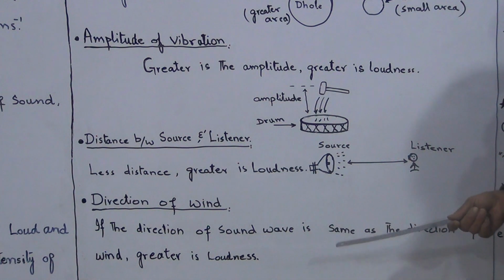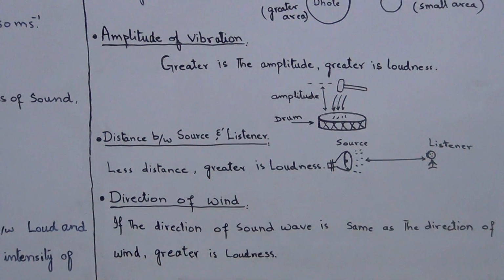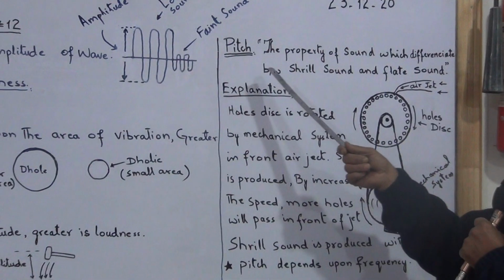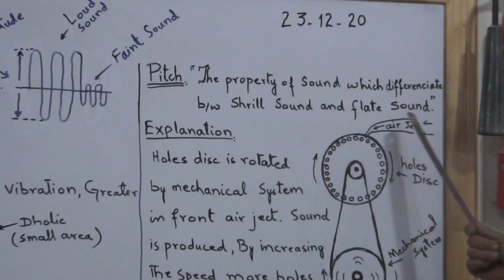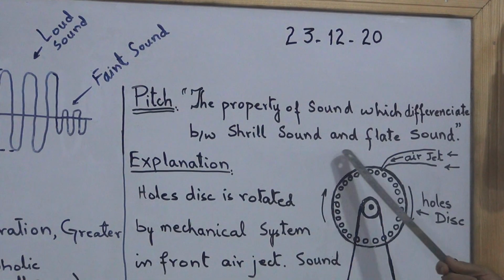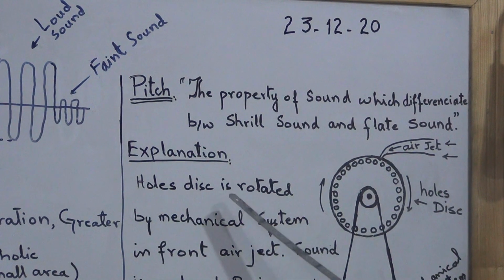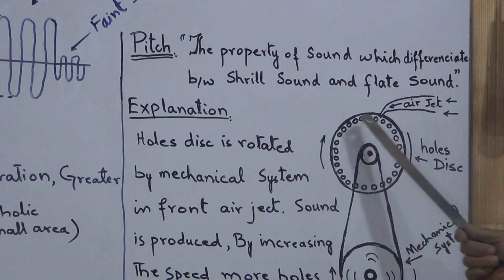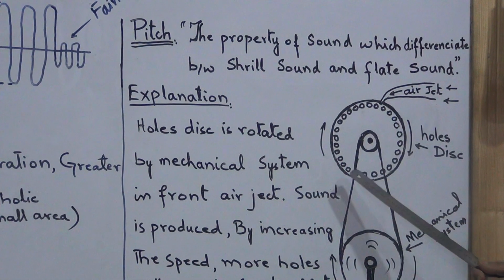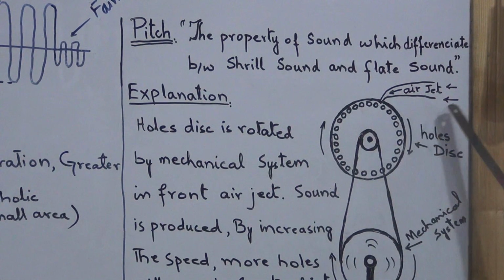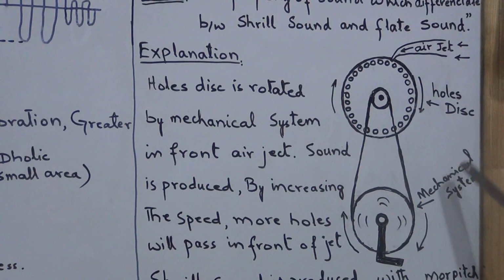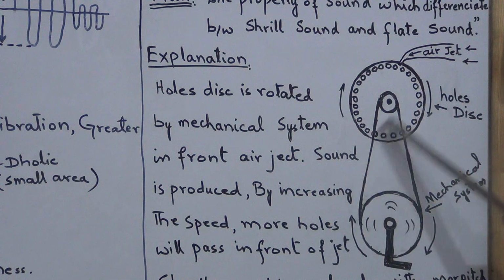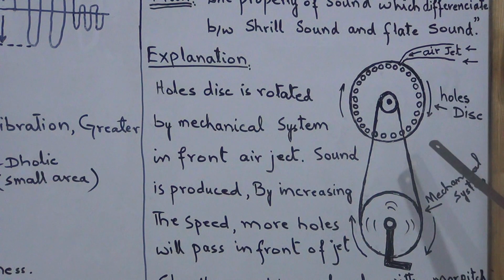Next, the second characteristic of sound is pitch. It is the property of sound which differentiates between shrill sound and flat sound. Let us see an example. This is a disc with holes, and this is an air jet. Air comes from the jet and strikes the holes. This is a mechanical system by which we rotate the disc. The air strikes the hole and sound is produced.